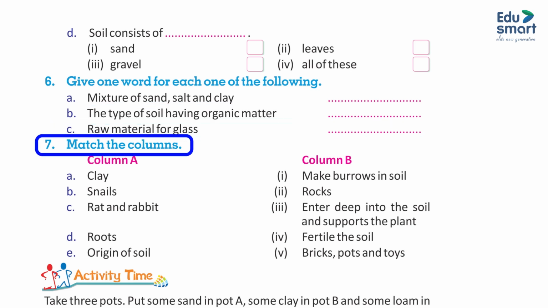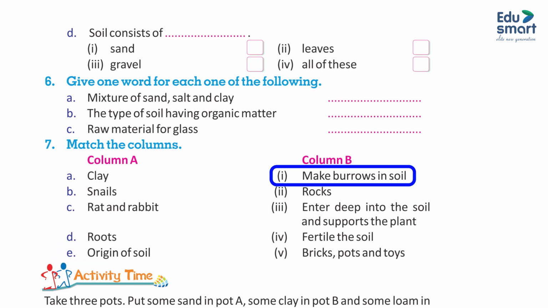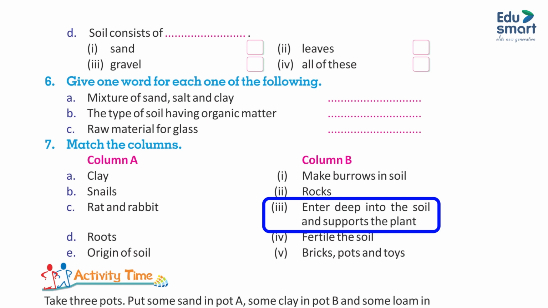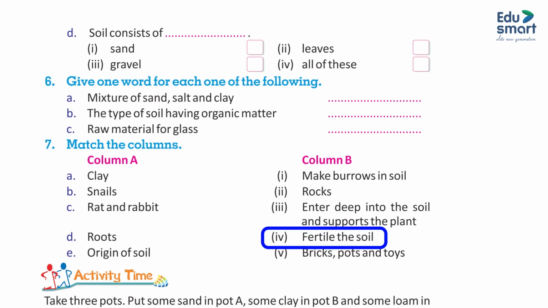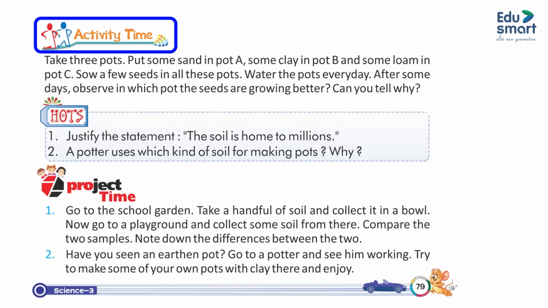7. Match the columns. Column A, column B. A. Clay. B. Snails. C. Rat and rabbit. D. Roots. E. Organ of soil. 1. Make burrows in soil. 2. Rocks. 3. Enter deep into the soil and support the plant. 4. Fertile the soil. 5. Break pots and toys.